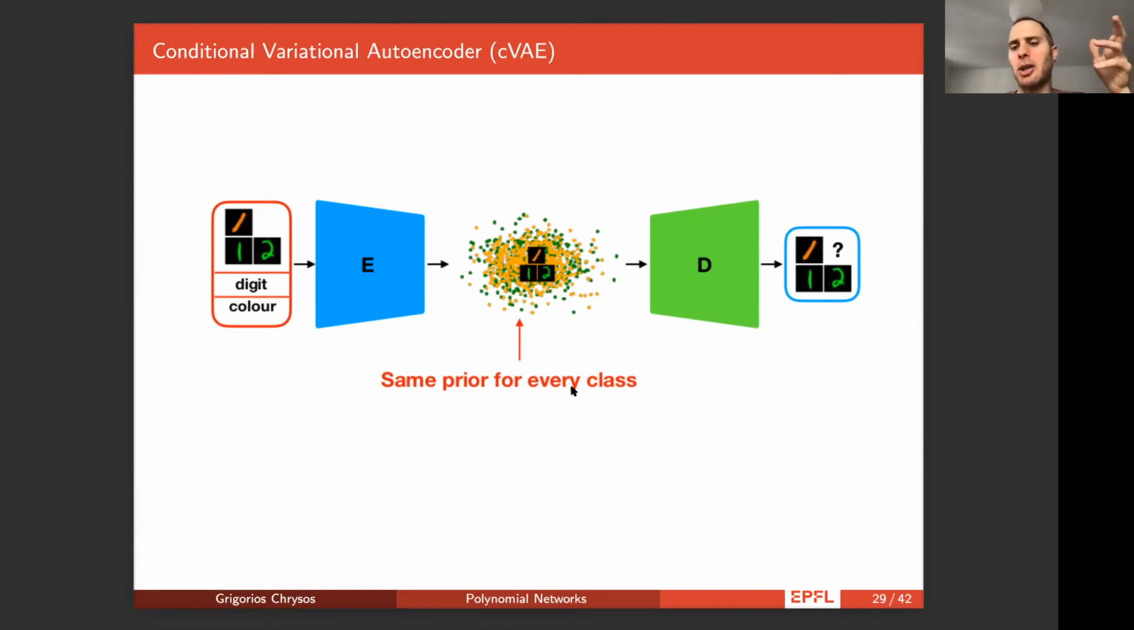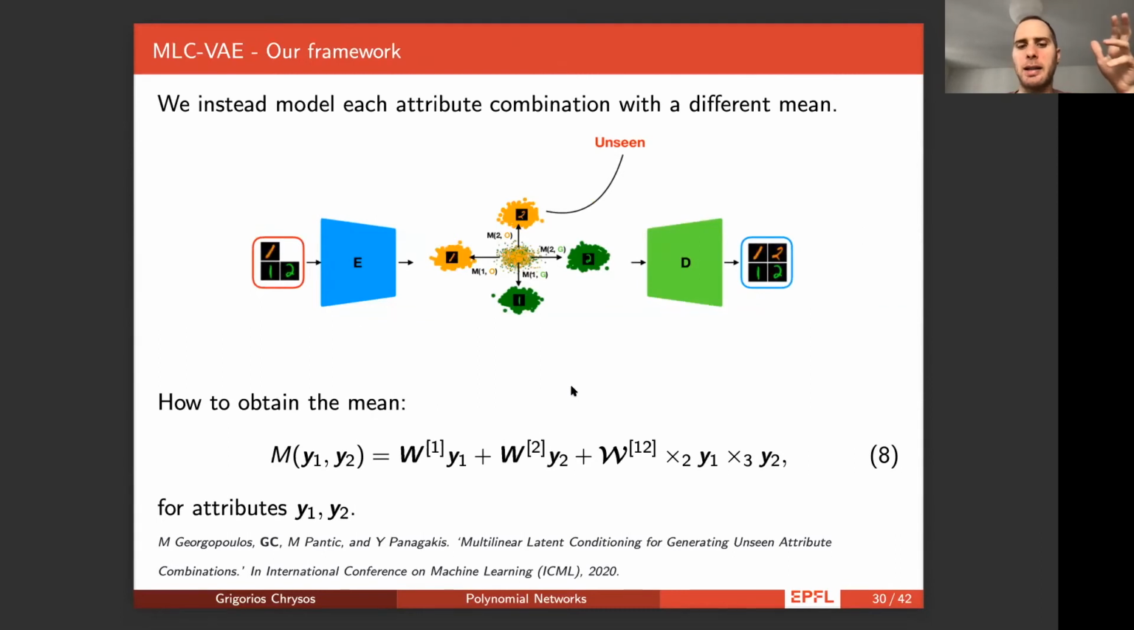And the reason is that it essentially has the same prior over each class. And to alleviate this, what we proposed was to actually capture the multiplicative correlation here. So essentially, equation 8 is what we replaced the mean of these different latent space priors with. The multiplicative part is the one highlighted, the rightmost term in equation 8, that captures the correlation between y1 and y2, where y is your label, for instance, the color or the digit number.